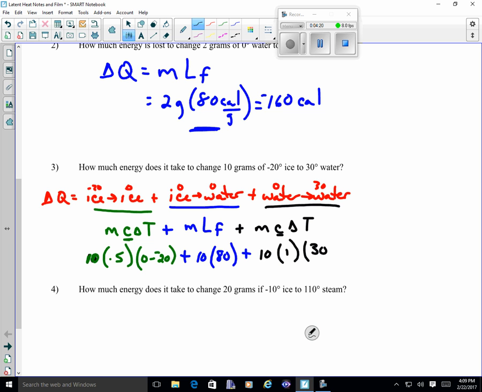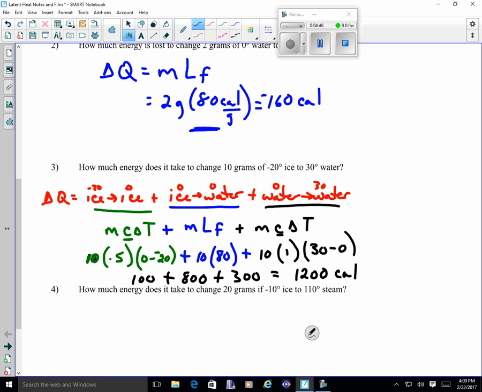And so when you put all this together, let's see. Half of 20 is 10. 10 times 10 is 100. So it's 100. Plus 10 times 80, which is 800. Plus 10 times 30, which is 300. So you end up getting 1,200 calories just to change that negative 20-degree ice into 30-degree water.